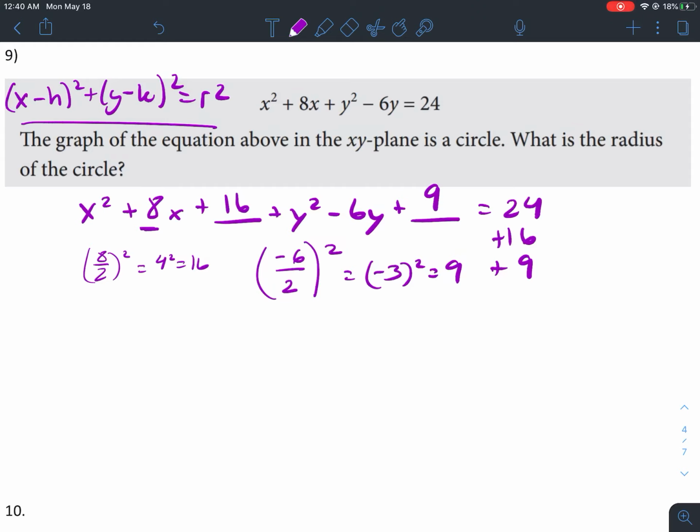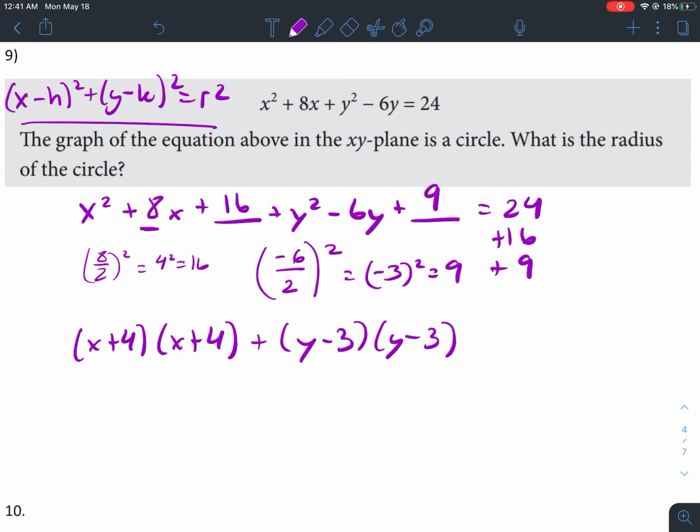Then I'm going to go ahead and factor these. For my x's, when I factor this, I get x plus 4 times x plus 4. And for my y's, I get y minus 3 times y minus 3. Then I'm going to add up everything on the right-hand side of the equation. When I do that, I end up with 49. I'm almost there. We could actually stop here, but I'm going to finish it up so it looks nicer.